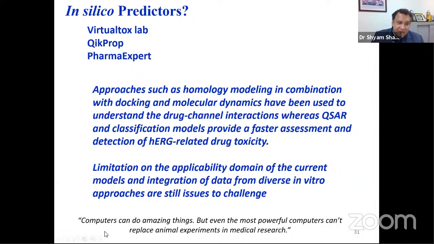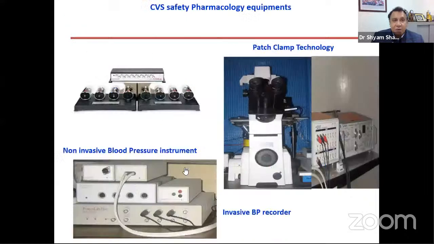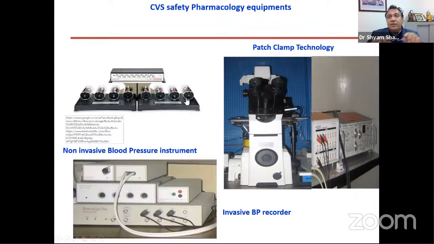Like, can we assess this toxicity by just putting the structure of the molecule in the computer? But again, a computer can do amazing things, but even the most powerful computer can't replace animal experimentation in pharmaceutical research till date. Now there are some equipments which are being used, like this non-invasive blood pressure recording instrument in which we record the blood pressure using the tail artery. The tail is put on this one, and then you record the blood pressure changes from the tail artery. This is called a non-invasive blood pressure monitor.